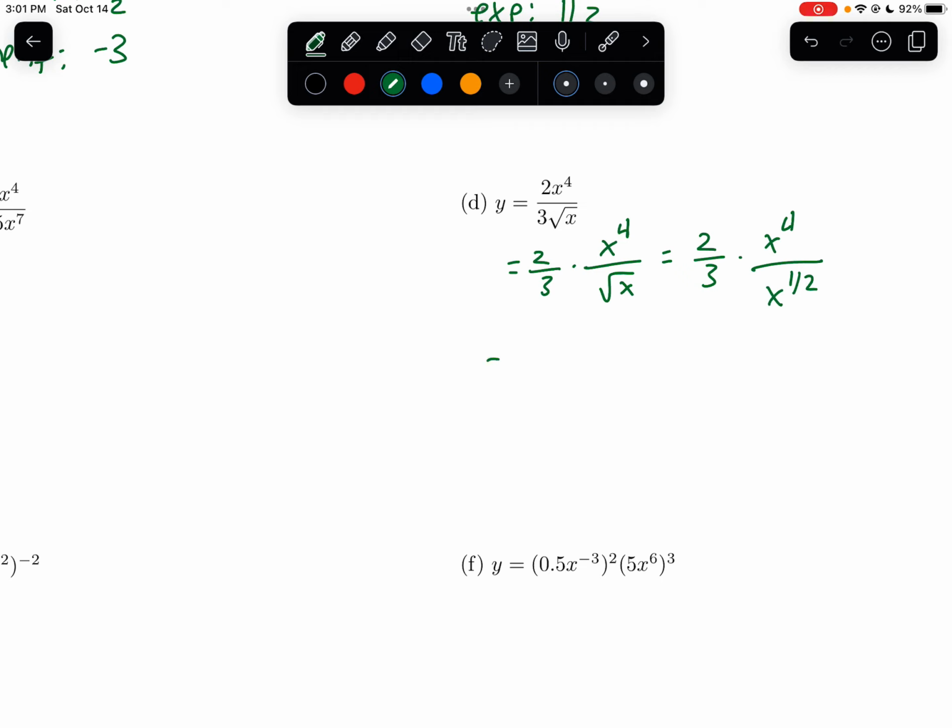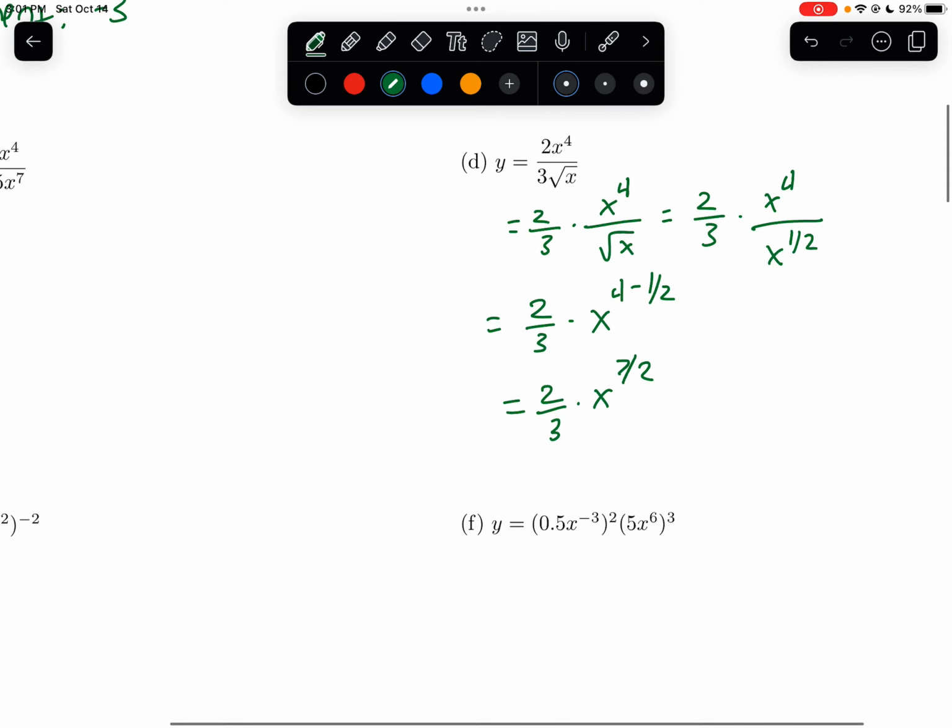And so now we know that when you divide a common base, you subtract the exponent. So this is 2/3 times x to the 4 minus 1/2 in the exponent, so that's 2/3 times x to the 7/2, because 4 minus 1/2 is 3.5, and as a fraction, that's 7/2. So this would be your power function.